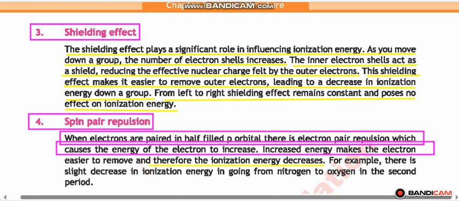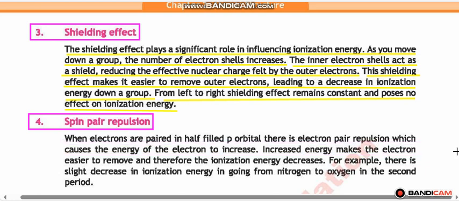Students, it states that when there are two electrons in the p orbital or any orbital, they repel each other, and because of their repulsion their energy is increasing, they become unstable. So when their energy increases, the removal of these electrons becomes easier, hence the ionization energy of those orbitals which have a pair of electrons will be lesser. This will be because of their repulsion.